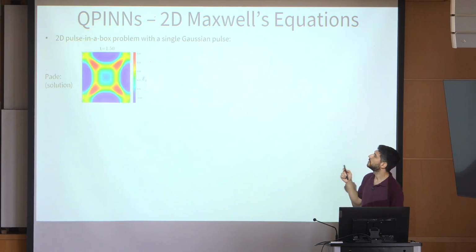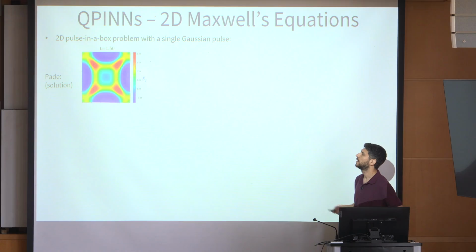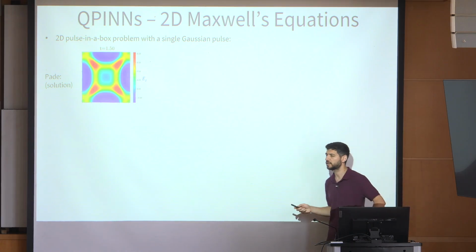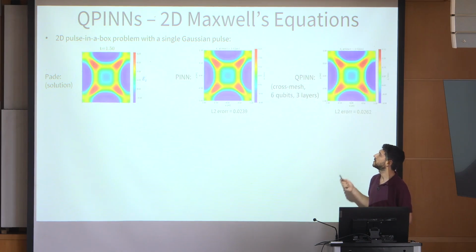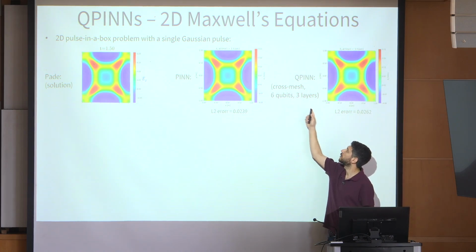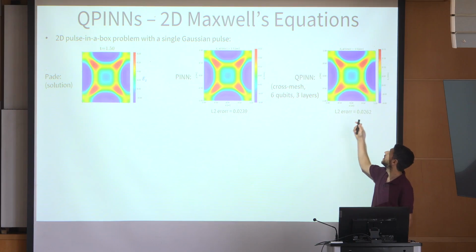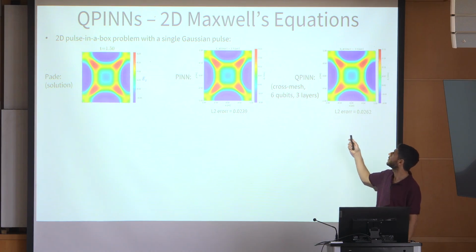All right, so these are the results for a 2D Maxwell's equation using PADE. In this case, we assume that PADE is pretty much correct because it has much less of a shockwave formation than the first case I showed. So we assume it's pretty much accurate. And those are the results for the PINNs and the QPINNs. The best one was a cross mesh with 6 qubits and 3 layers. And you can see both visually that it's very close to the PADE, and also using L2 normalized error, it's very close.